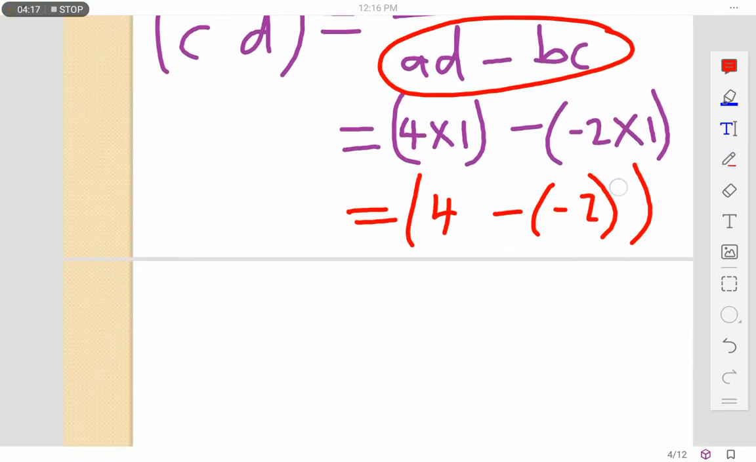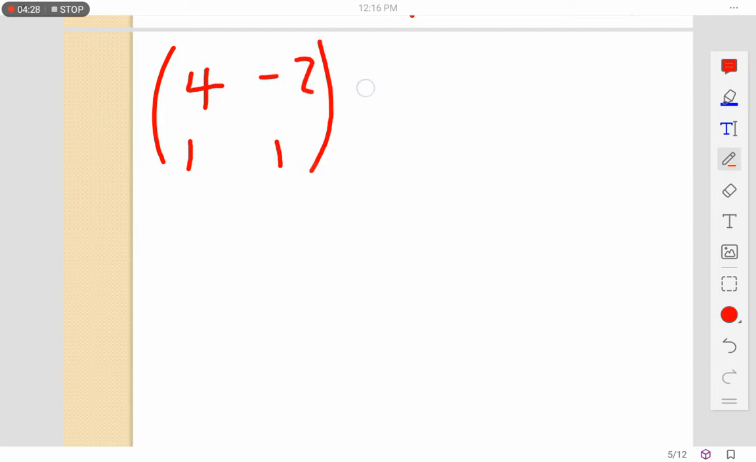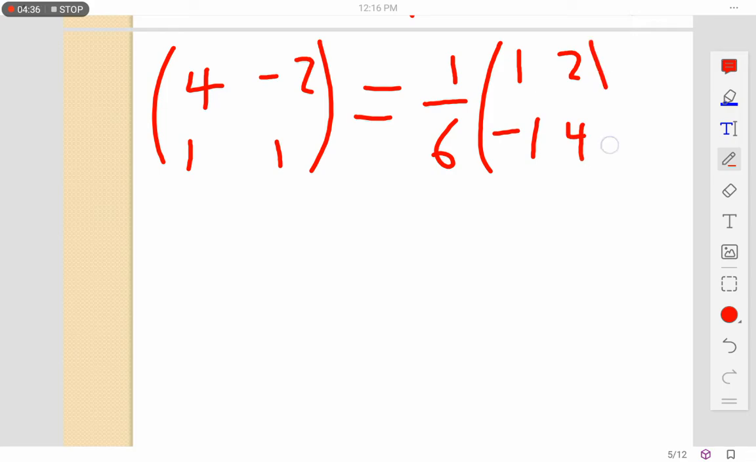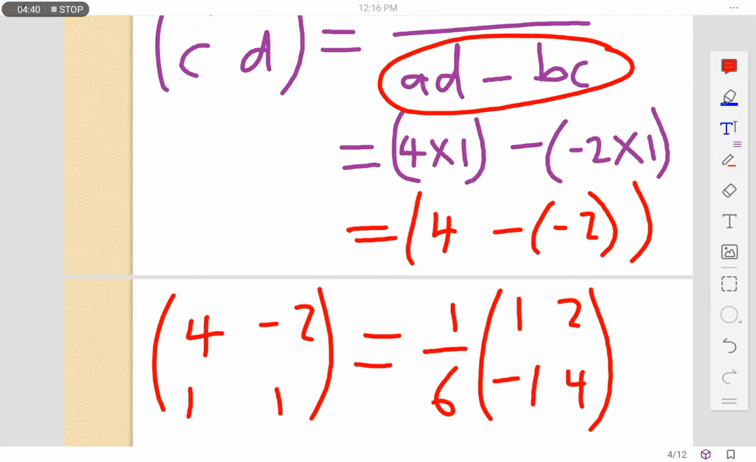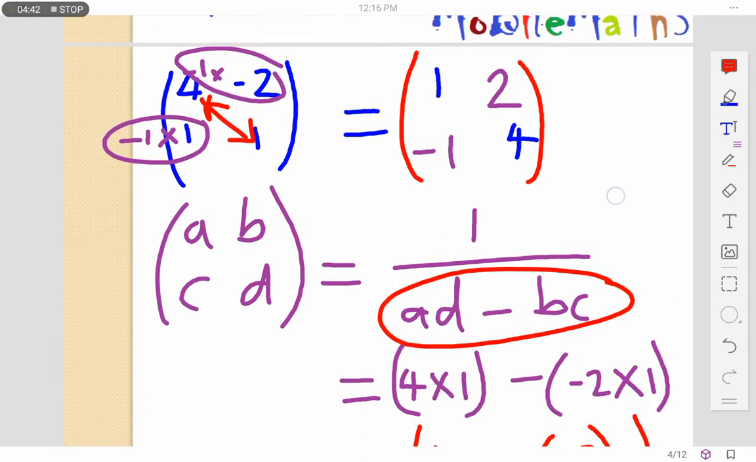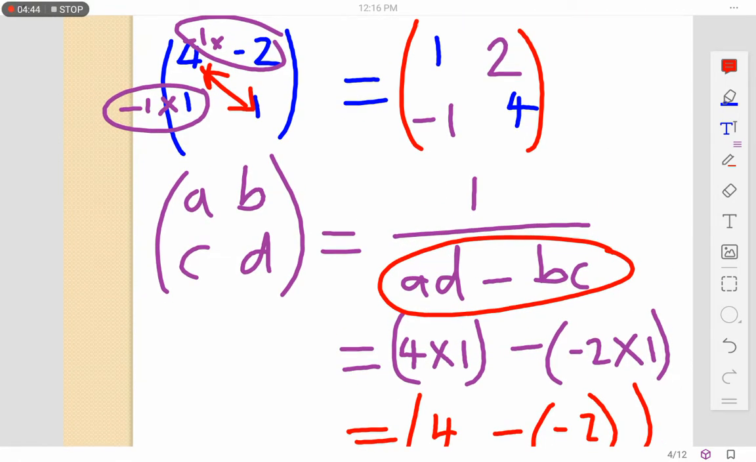So the inverse of that matrix, 4, 1, minus 2, 1, is equal to 1 over 6, 1, minus 1, 2 and 4. That's the inverse there. Okay, so we are done with the inverse. That's how we find the inverse.